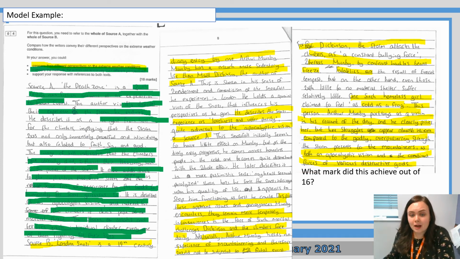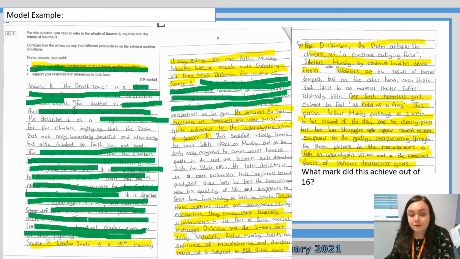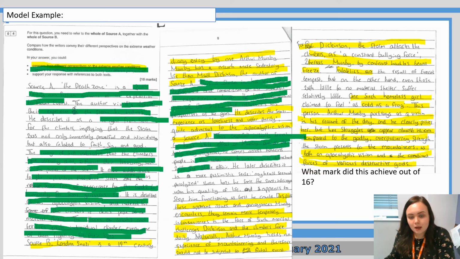So here we have a look at his sense of adornment and romanticism of the snowfall he experiences. He has a quaint view of the snow that influences his perspective as he goes. The snowfall initially seems to have little effect on Mumby, but as the diary entry progresses, he comes across a homeless person, and he describes it in a pessimistic sense. We've spoken about that, haven't we?